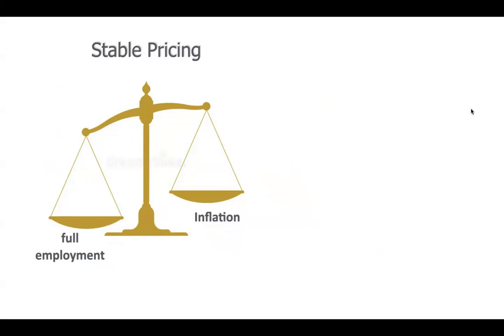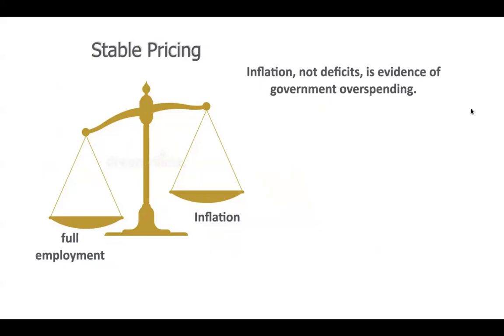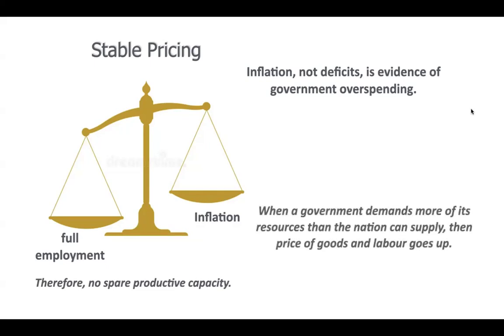So what happens when you've got full employment is that there's no spare productive capacity in the economy. And when the government therefore demands more of its resources than a nation can supply, then the price of goods and labour goes up. That just simply follows the law that prices will depend on the balance between demand and supply. So in this situation, the government is pushing the economy beyond what it can actually do, and that pushes the prices up. There is also the supply side, which we'll come to later, which also can push the price up. And that is sometimes something that the government doesn't always have control over.